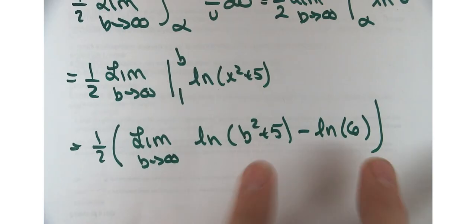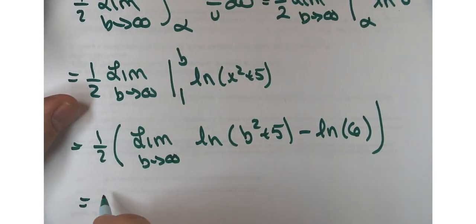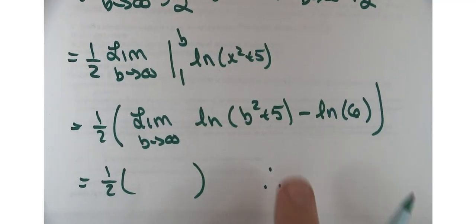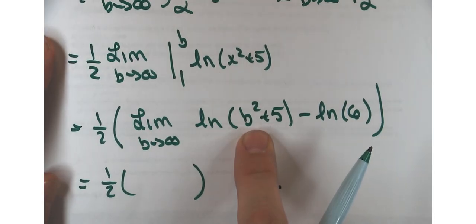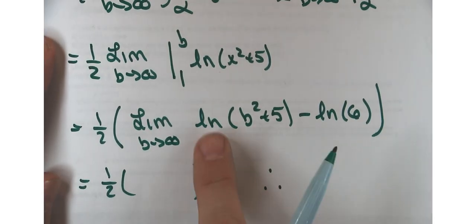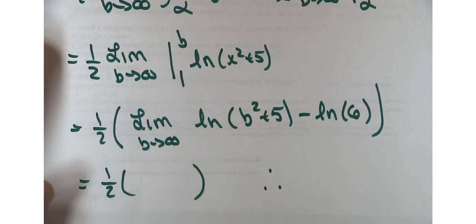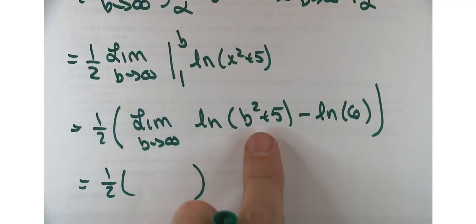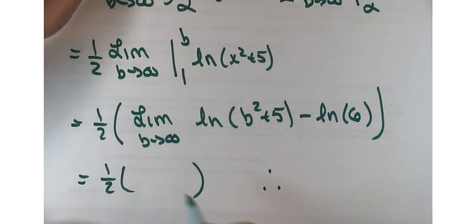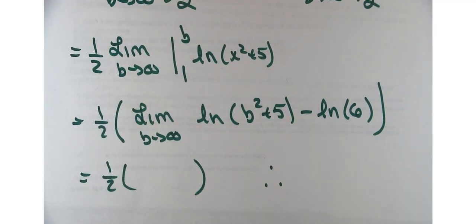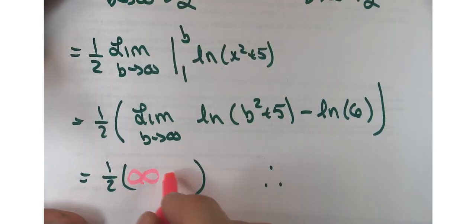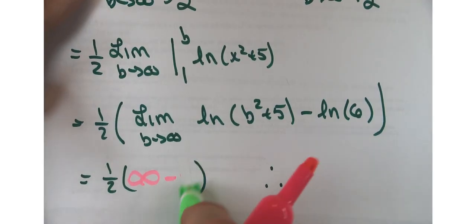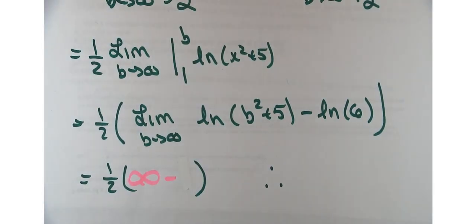What's that limit going to be? As b grows to infinity, b squared is going to get big fast. And even though you're taking the natural log of it, you're taking the natural log of something that's getting really, really, really big without end. What's going to happen to this limit? Yeah, it's going to become infinity. Essentially, you have infinity minus ln of 6. So that ln of 6 is really not going to do much compared to infinity.